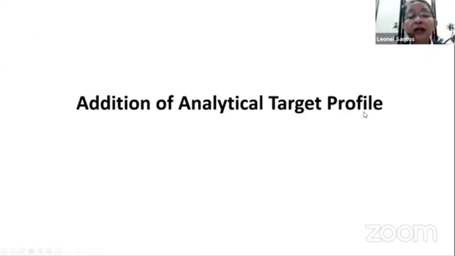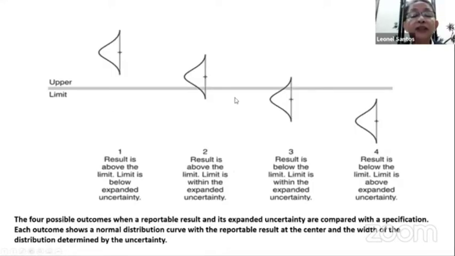Addition of analytical target profile is described in this next slide, where the results are shown, the 4 possible outcomes of reportable results, and the expanded uncertainty as described by the Gaussian curve are compared to the specification. So if your specification is the upper limit, there are 4 possible results, where the first one would be a result that is above the limit. The second is the result is above the limit, but the limit is within the expanded uncertainty. So you can see this intersection between the Gaussian curve and the upper limit.